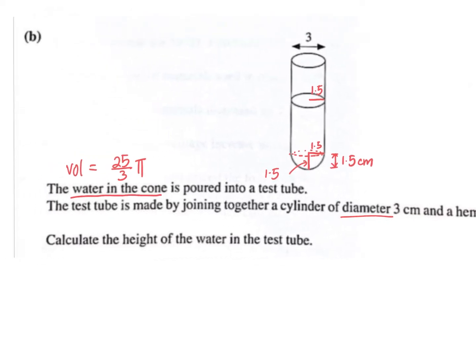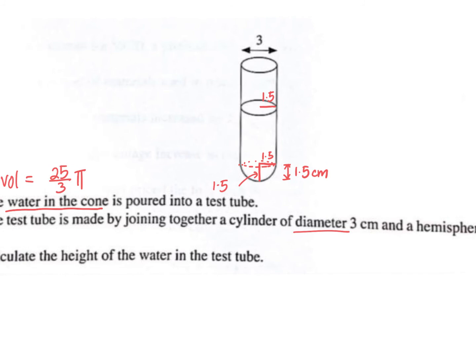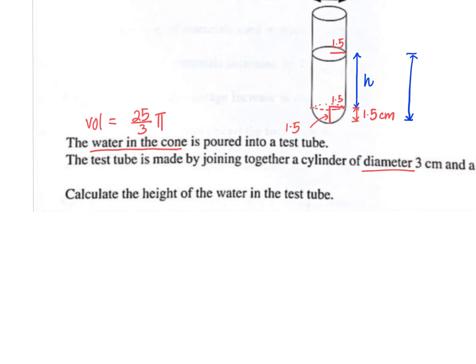Now the question asks us to calculate the height of the water in the test tube. So I need to find the whole height. This whole height is the height of the water in the test tube. But I do not know the height of this part of the cylinder. I shall let this be H. I shall let this H be the height of the part of the cylinder that's filled with water. So I'm letting H be the height of water that filled up the cylinder.